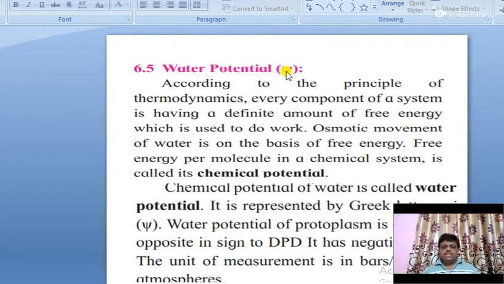So chemical potential is also called water potential, which is denoted by the Greek symbol psi. So this is simply regarding water potential.